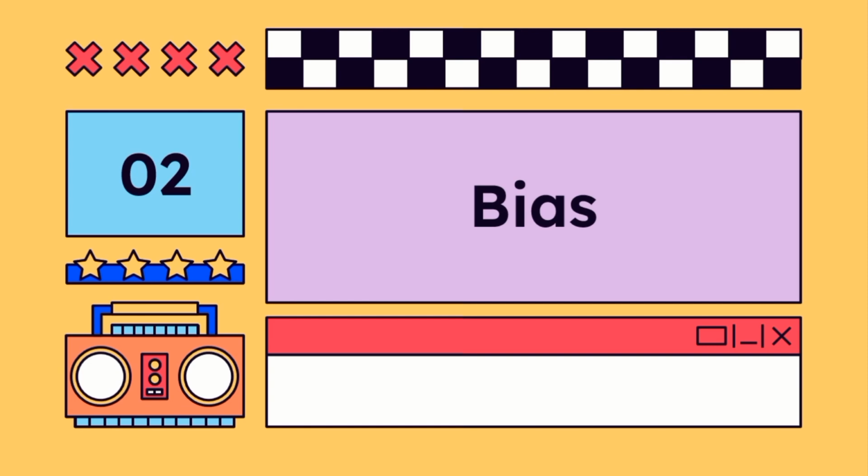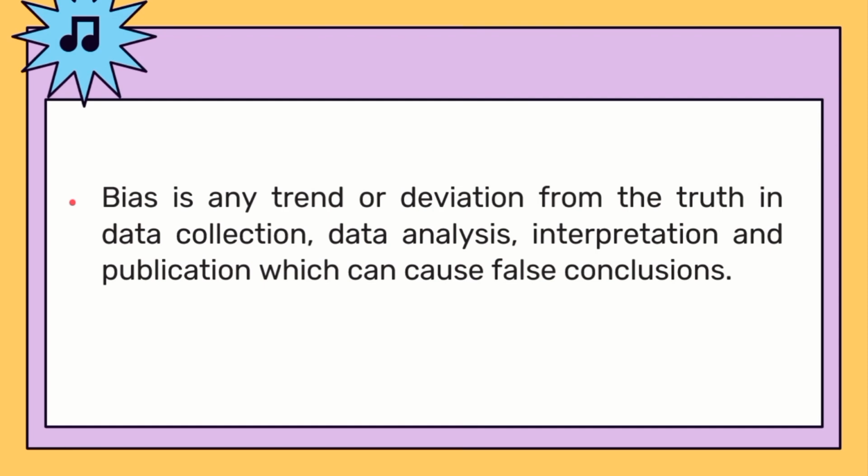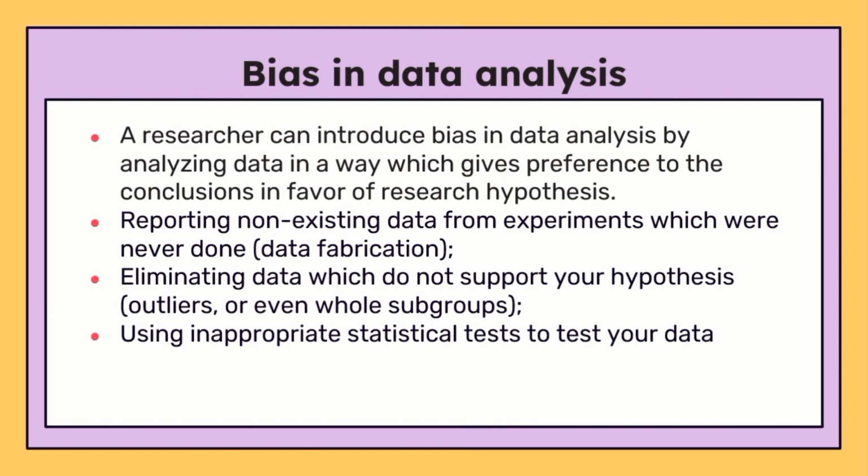Okay, next material is bias. Bias is any trend or deviation from the truth in data collection, data analysis, interpretation, and publication which can cause false conclusions. So this is bias in data analysis. A researcher can introduce bias in data analysis by analyzing data in a way which gives preference to the conclusion in favor of the research hypothesis, reporting non-existing data from experiments which were never done, or data fabrication. Also eliminating data which do not support your hypothesis, or outliers, or even whole subgroups, or using inappropriate statistical tests to test your data.